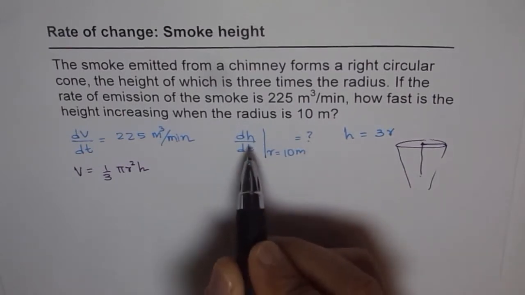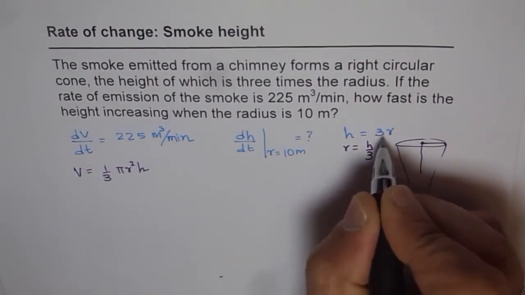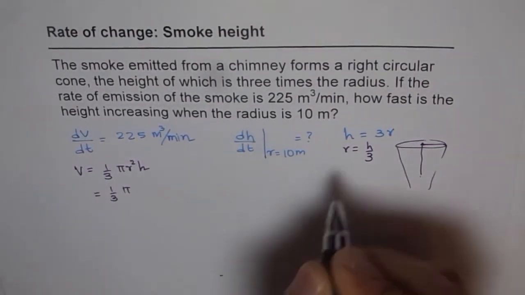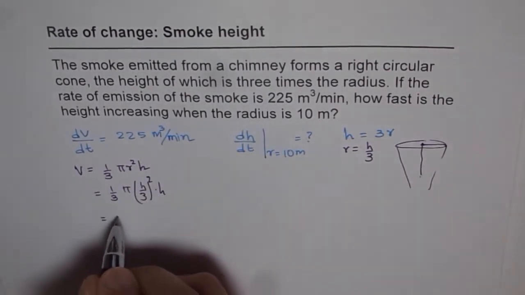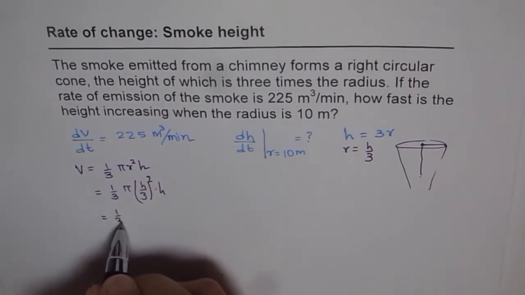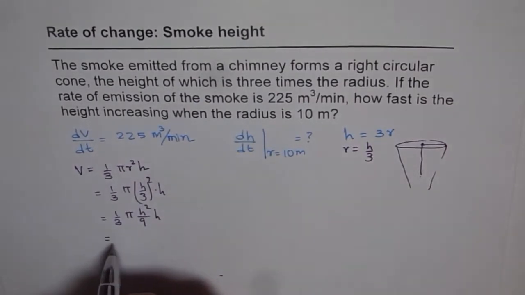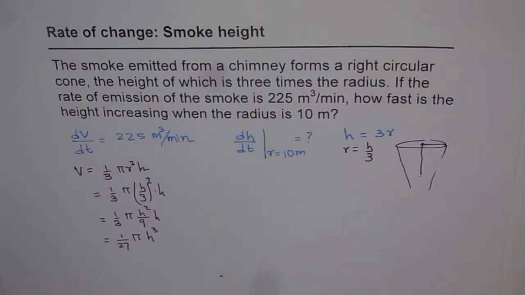Now we are interested in retaining h because we want to find dh/dt, right? So we'll write r in terms of h. So r equals h over 3. That is what we will start with. Volume equals 1/3 pi, and instead of r we'll write h over 3 whole square times h, and now we'll open this up. So we have 1/3 pi h square over 9 times h, and that can be written as 1/27 pi h cube. So that is our expression for volume in this particular case, correct?